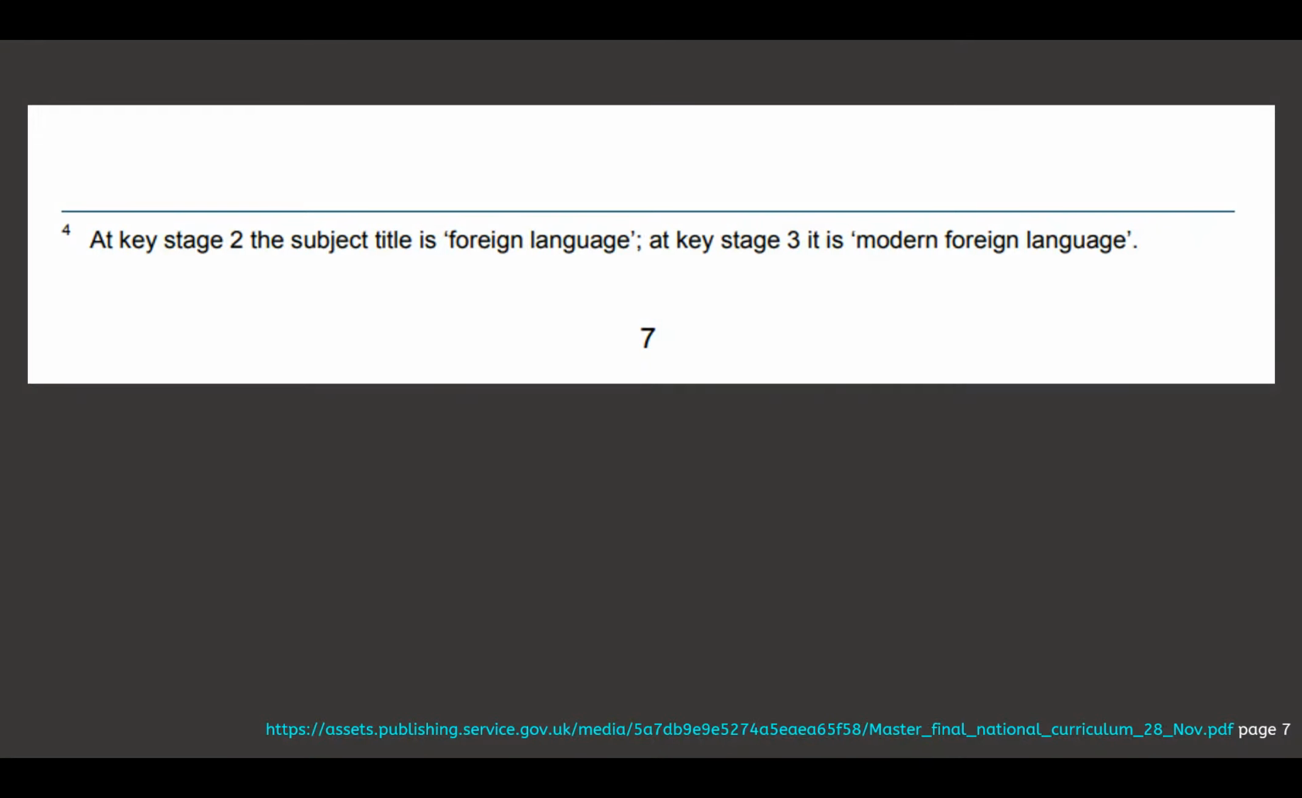So in Key Stage 2, we can teach any modern or ancient foreign language, and this has affected the name of the subject. This footnote on page 7 of the National Curriculum document says that in Key Stage 2, the subject title is Foreign Languages. We have to drop the modern because of the inclusion of ancient languages. It remains Modern Foreign Languages, or MFL, in Key Stage 3. Therefore, when we're talking about the subject in Key Stage 2, the official title is Foreign Languages, but it's usually referred to just as languages, without the potentially negative connotations of the word foreign, or primary languages.